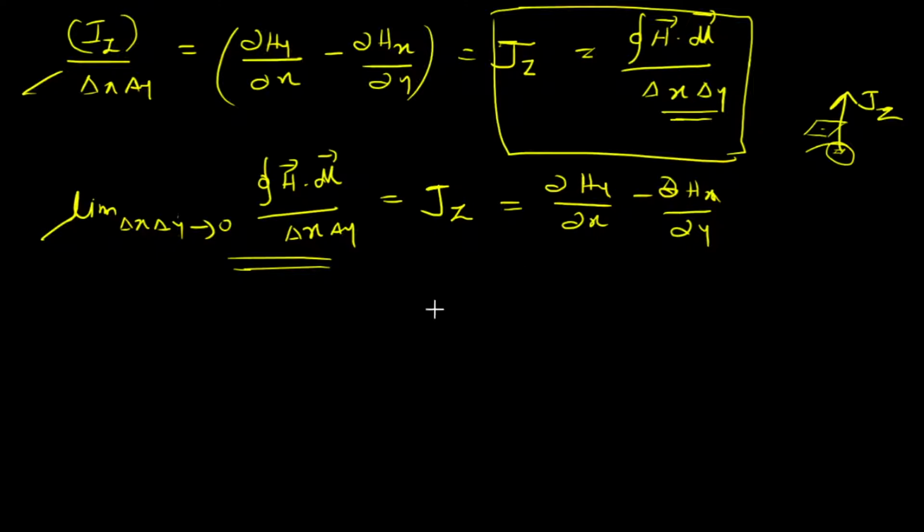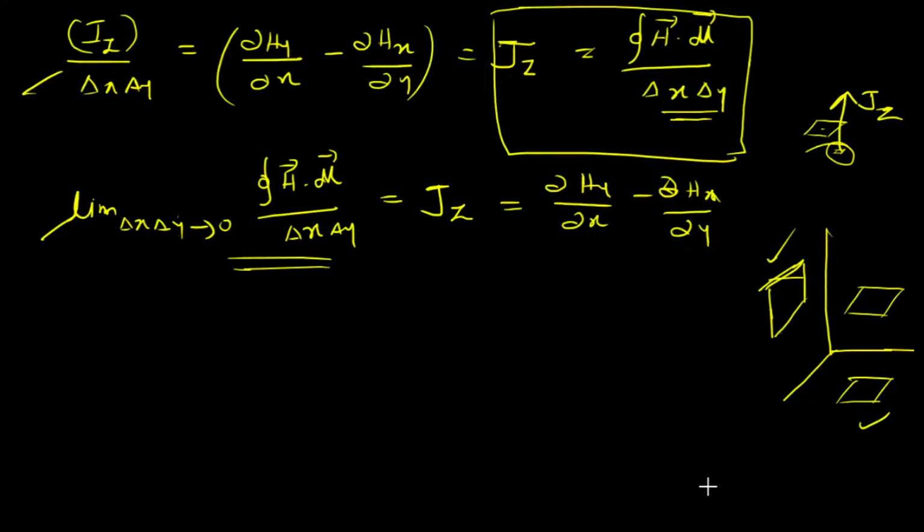Now, what if we consider this closed path in xy plane? Sorry, we have considered it in xy plane. What if we consider it in yz plane? Because in xyz axis I have considered my path here. I can consider that path here also, closed path. I can consider that path in this axis also, anywhere. So what if that path is here and what if that path is here? So looking at this equation, I should be able to represent what is Jy and Jx also.